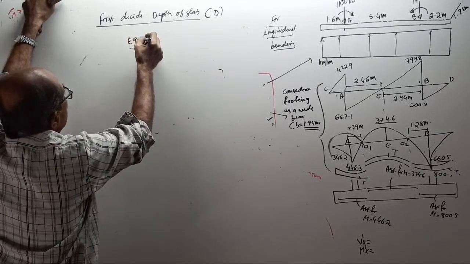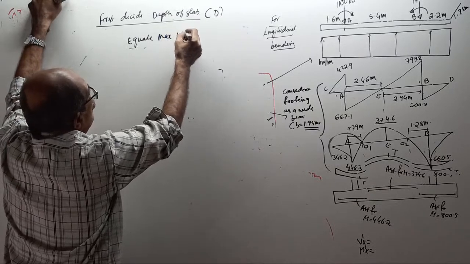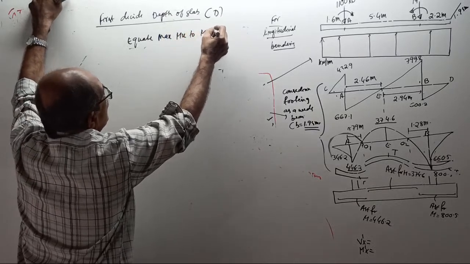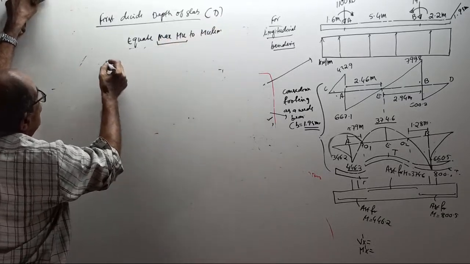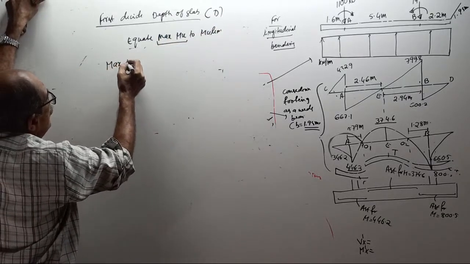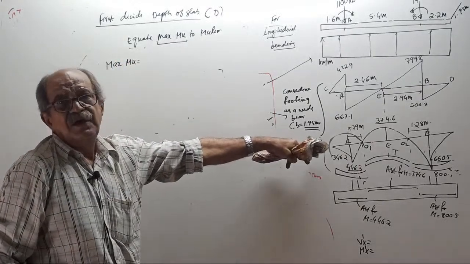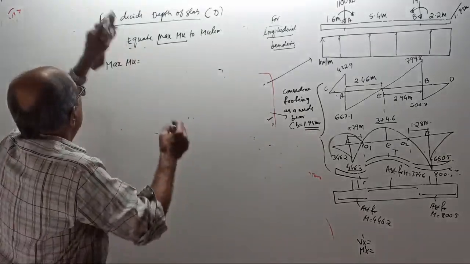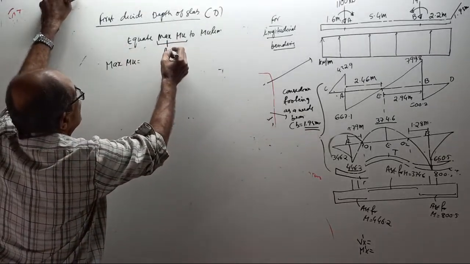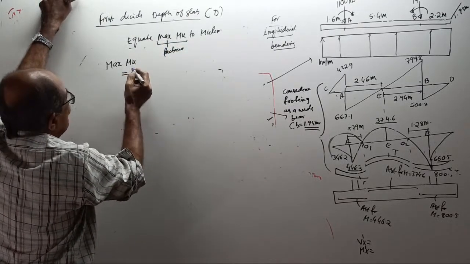Equate maximum Mu to Mu limit. Now, maximum Mu, tell the answer. Maximum Mu for design purpose equal to, see the chart there. Answer fast. Remember, Mu means factored. Factored. Tell the answer first.